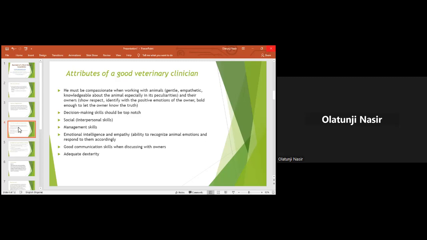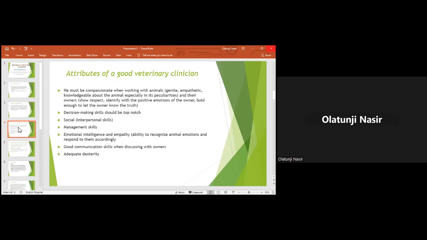Because if you're not a good veterinary clinician, honestly, you are not able to do anything. You'd just be looking at the animal because you don't even know where to start from in the first instance. So I ask, what are the attributes of a very good clinician, which all of you are aspiring to be? And please take your notes.